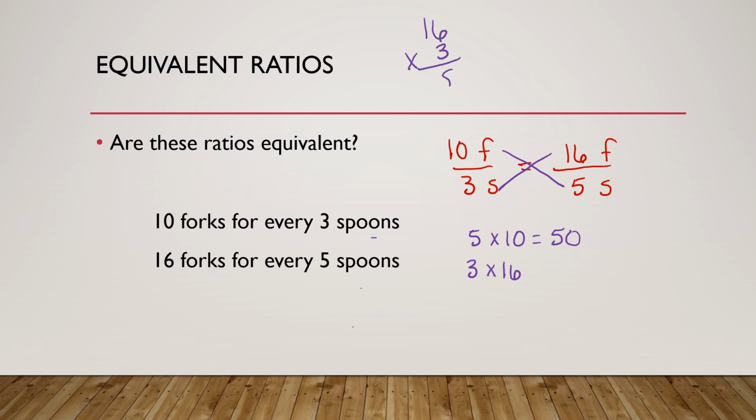You may have to go out to the side if you can't do that in your head. 3 times 6 is 18, and we're carrying a 1. 3 times 1 is 3, plus 1 is 4. So that equals 48. So is 50 equal to 48? No, it is not. Therefore, these 2 ratios are not equivalent.